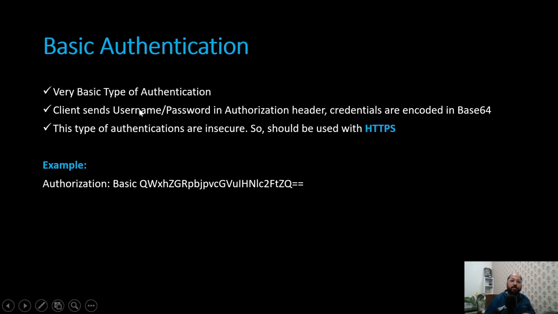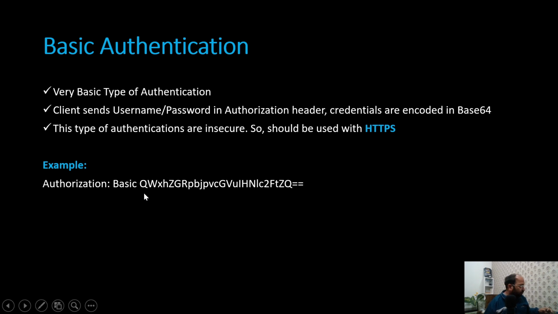Now let us try to understand what is basic authentication. This is a very basic type of authentication. In this type of authentication, we send username and password as part of API request in the request header, that is authorization header, and credentials are then encoded into base 64, and this type of authentication is insecure, so it should be used with HTTPS. And this is how the syntax will look like.